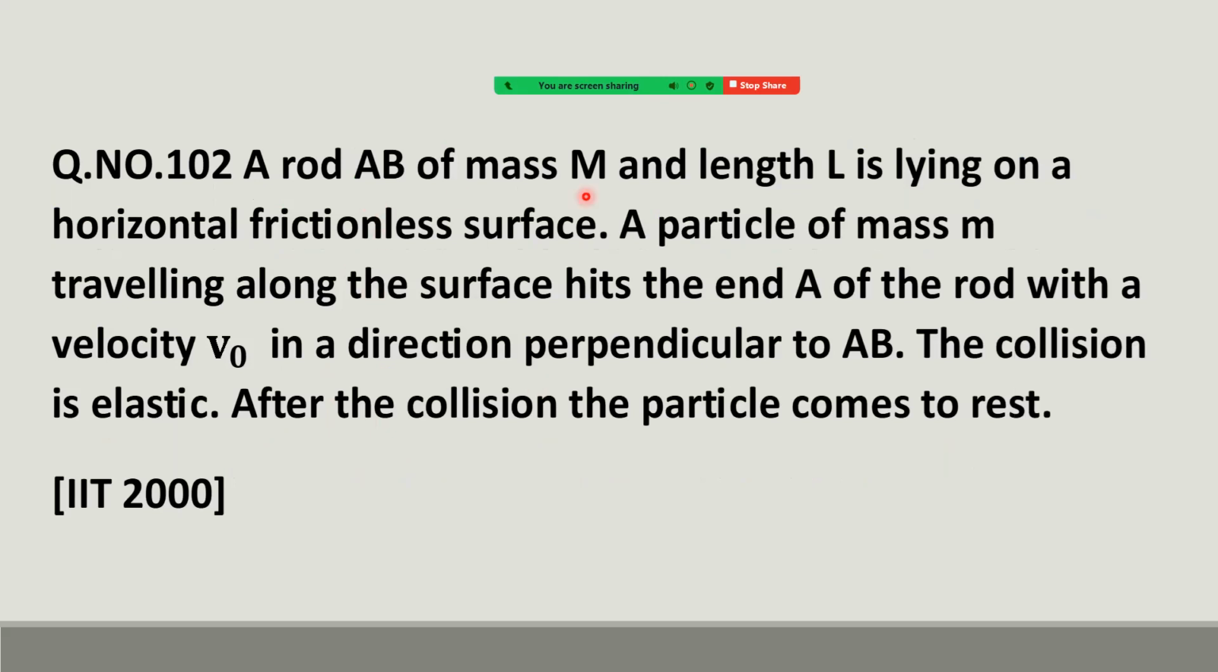A rod AB of mass m and length L is lying on a horizontal frictionless surface. A particle of mass m traveling along the surface hits the end A of the rod with a velocity V0 in a direction perpendicular to AB. The collision is elastic. After the collision, the particle comes to rest.